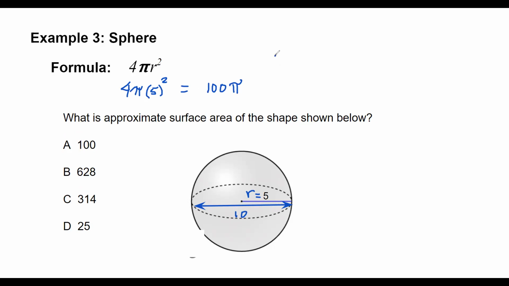Once again, it doesn't look like our answers are in terms of pi, so we hit the toggle button and we get about 314.